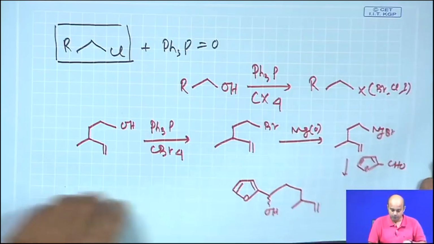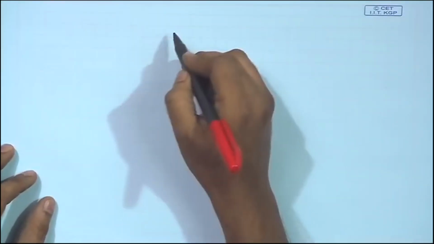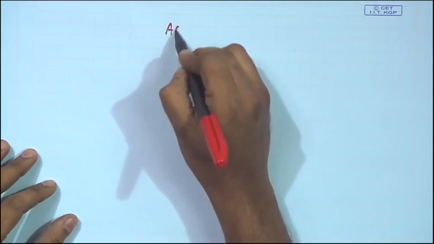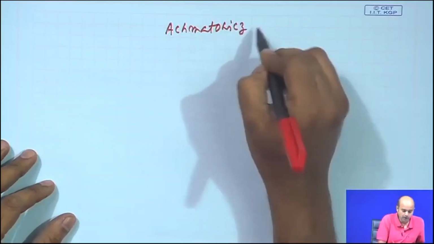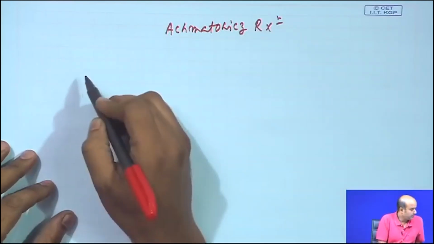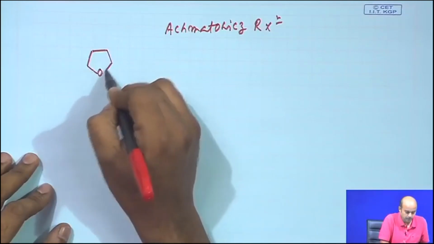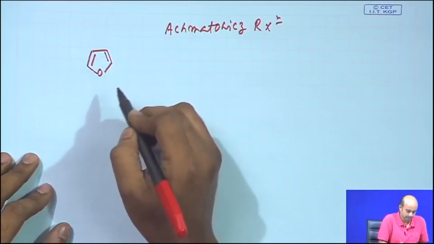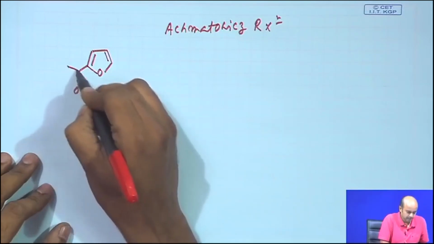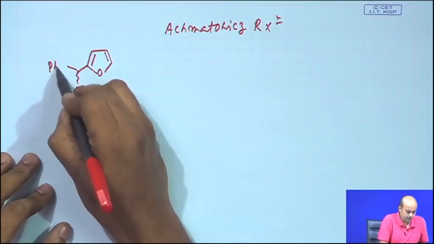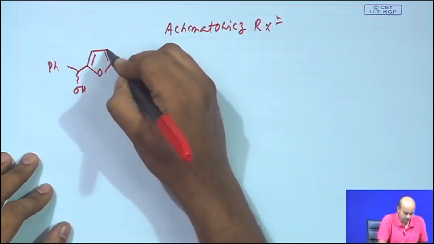Now, next we will try to visualize what the Achmatowicz reaction is, because in this furan carbinol you have to do the Achmatowicz reaction. Now, the Achmatowicz reaction is a very useful reaction. I will draw a substituted furan compound. The furan must have an alpha hydroxy, it is basically a carbinol structure, a furan carbinol.